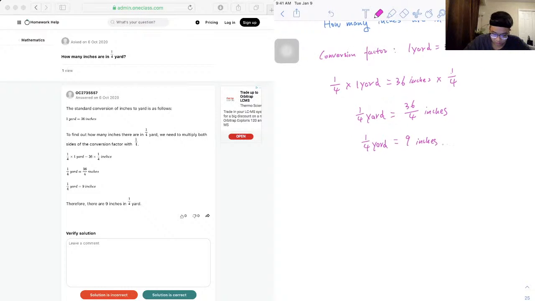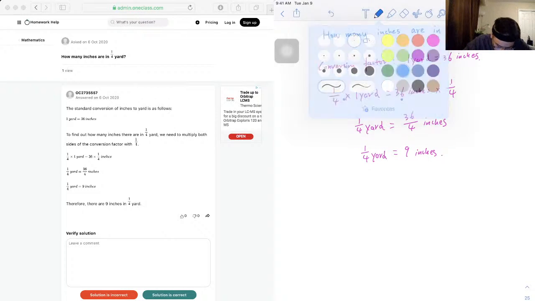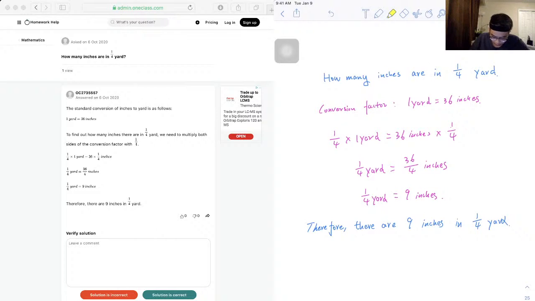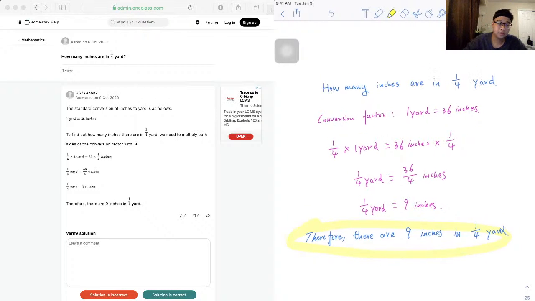Therefore we can write our conclusion. Therefore, there are 9 inches in 1/4 yard. So that's our final answer.